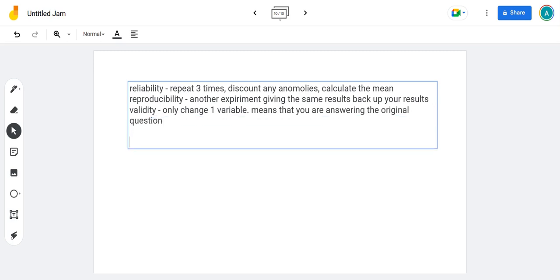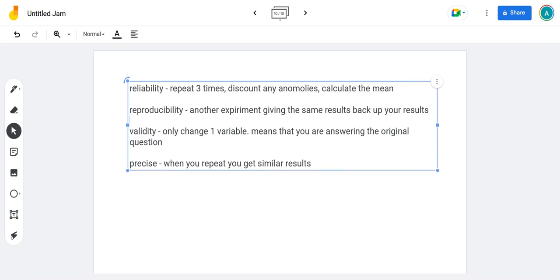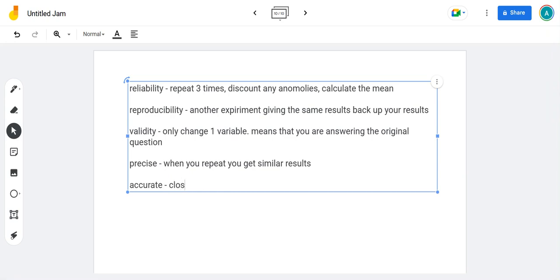The next one is precision. If your results are precise, it means when you repeat, you get similar results. If each time you repeat you're getting different results, then they're not precise. You should always be getting similar results. Accuracy is close to the true value, meaning the real correct answer. So if it was done by someone who's really experienced in this kind of thing, who had the most amazing technique, the most amazing equipment, what is the exact answer that they got? Did you get close to that?